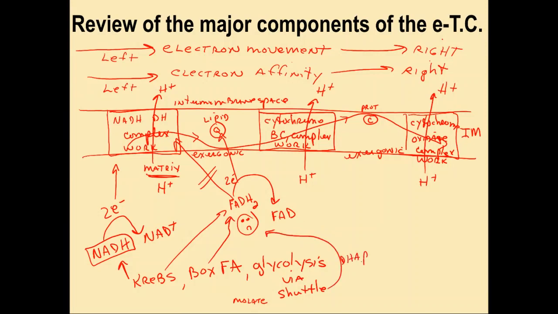DHAP shuttle. If you use the DHAP shuttle, your high energy electrons from glycolysis come into the electron transport chain as FADH2 electrons. But if you use the malate shuttle, your high energy electrons from glycolysis will actually come in as NADH electrons. And of course, the electrons, again, do not cross the inner membrane.